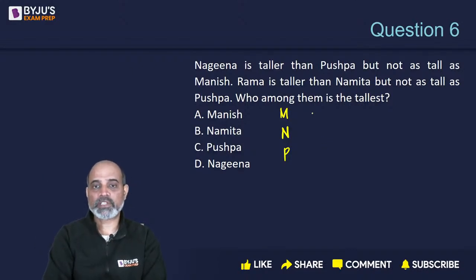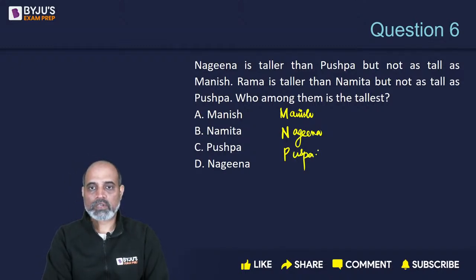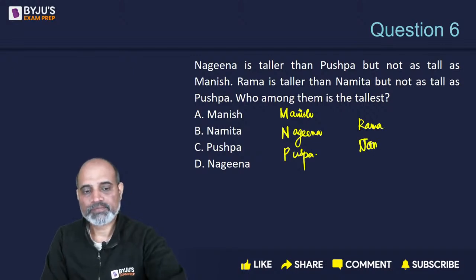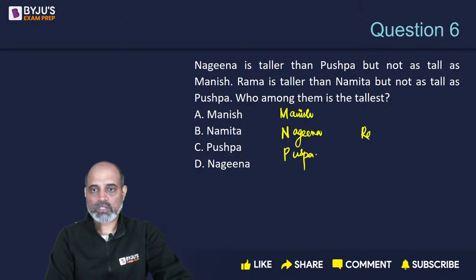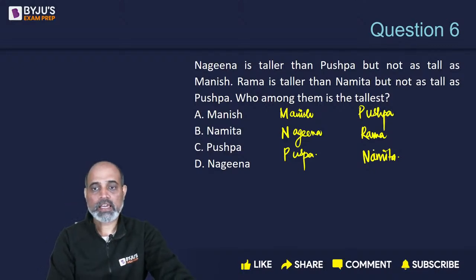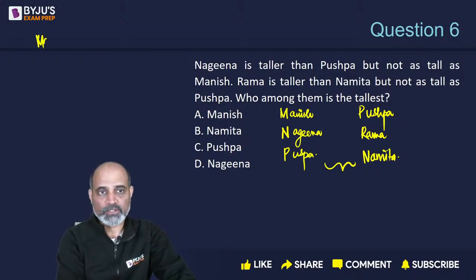Rama is taller than Namita. Okay, let's do one thing. Let's write down the entire name because we have another person with the letter N. Rama is taller than Namita, but not as tall as Pushpa. So Pushpa goes above Rama.